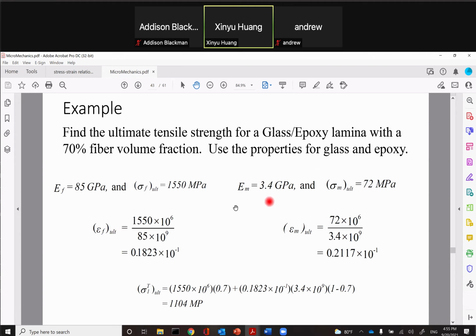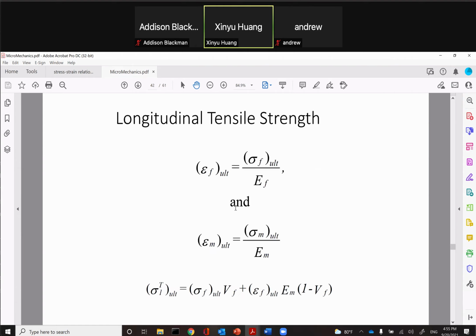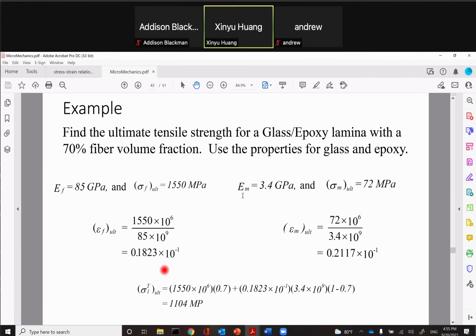And then the failure strain of the matrix, and the failure strain of the fiber. And then you put everything in according to this equation, and you predict the tensile strength in the fiber direction of this composite is 1104 megapascal. There's an 8 missing here. It's 1108 megapascal. Okay.